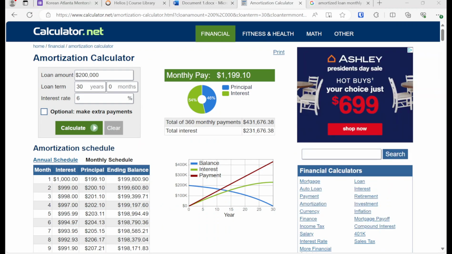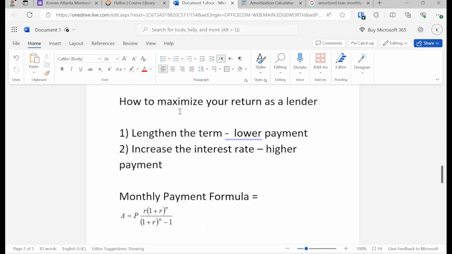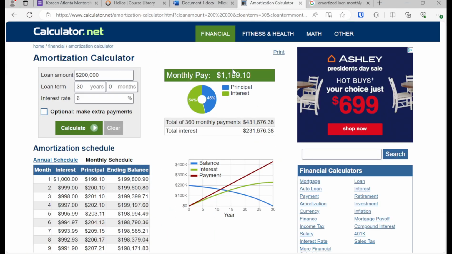Hold on, let me put this down. So $1,199 if you plug in this formula. And what you do is you calculate the interest and then pay that, and then the rest of the payment will go to the principal, right? That's just how it works.